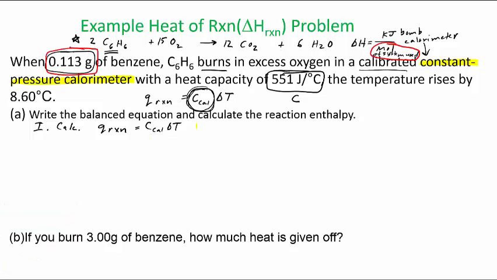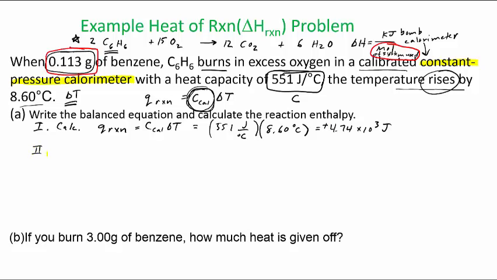Okay, so Q for the calorimeter is 551 joules per Celsius times the change in temperature. So it says the temperature rose by this number. So they're not giving you Ti, they're not giving you Tf, they're actually just giving you delta T already. So 8.60 C. So I get 4.74 times 10 to the third joules. Okay, and this is the heat that was absorbed. So notice that the temperature rose. So from the surroundings' perspective, it gained heat. So that would be a positive number.